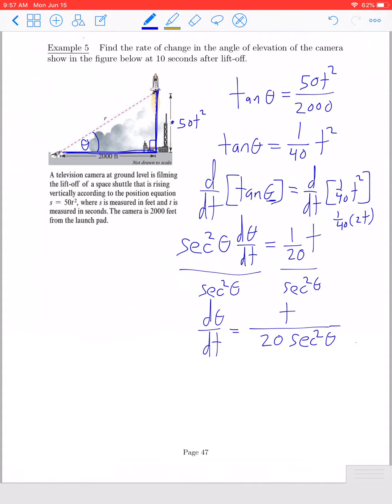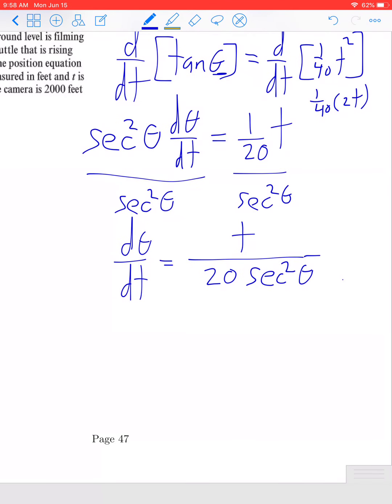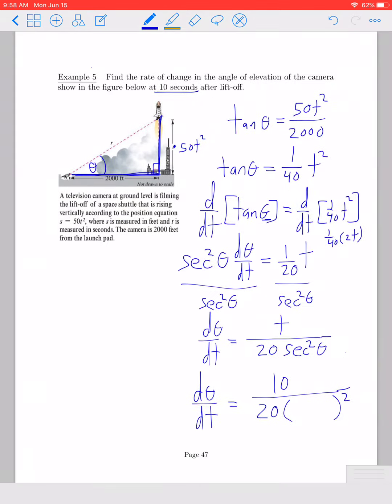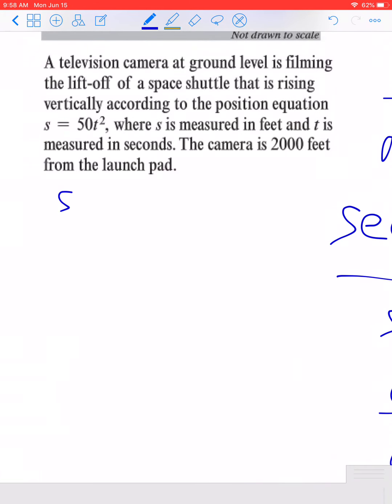And now we just need to plug in our variables. We want to find dθ/dt at 10 seconds, so t is going to be equal to 10. But now we need to take the secant squared of theta, so we need to know the value for the secant of theta.